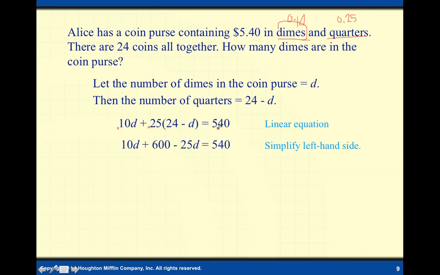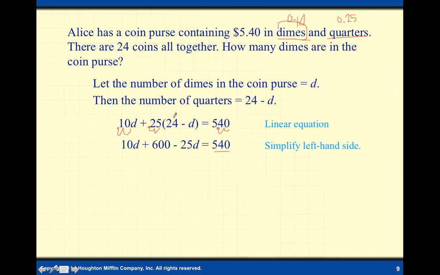5.40. Para maalis yung point, nag-move tayo ng tig 2 decimal places. 1, 2. 1, 2. And then, 1, 2. Kaya naging 540. Okay? So, iniisip ko pa lang siya kasi medyo nalito rin ako sa problem ba't ganun siya. So, 10D, 25, 24 minus D, tsaka 540.